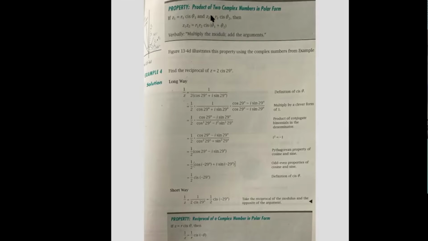We're going to multiply the r values and use that for our new r. And we're going to add the two theta values and use that as our new theta. This is page 617 in your book.